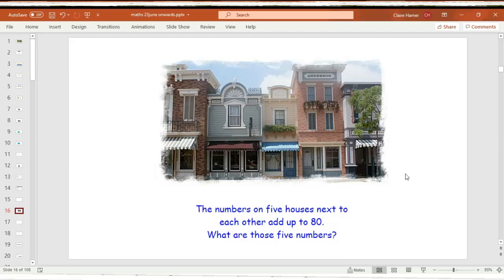Now this took me a little while to get my head around at first, but once I had figured out a system, it was straightforward. But you've got to think carefully. Pause the video, see how you get on.